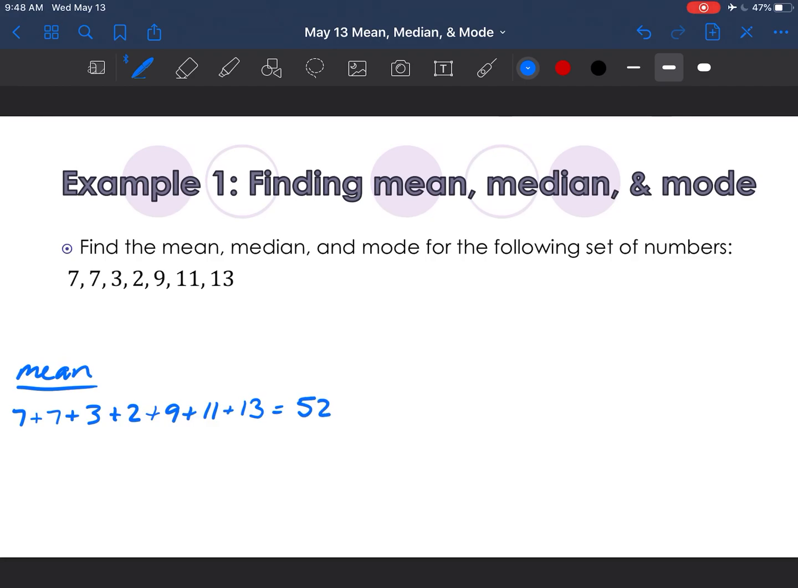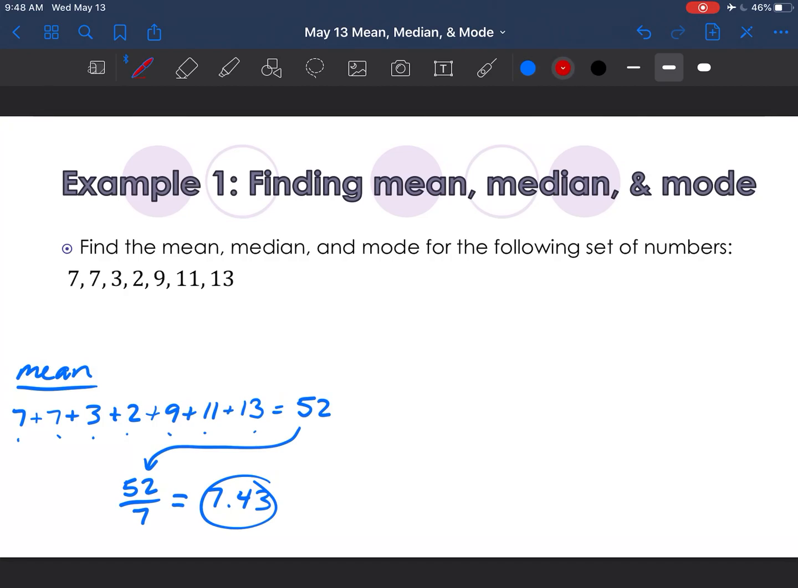Then you take that 52 and divide it by how many numbers there were. If you count 1, 2, 3, 4, 5, 6, 7 numbers, then 52 divided by 7, and then you would change that to a decimal. On a calculator, 52 divided by 7, you get about, rounded, let's say 7.43. So there's the mean. The average is about 7.5, let's say.